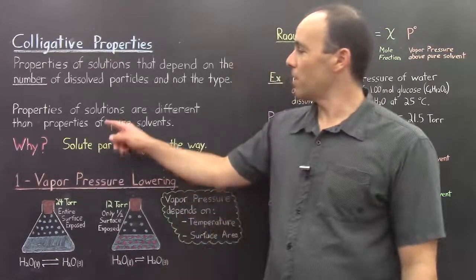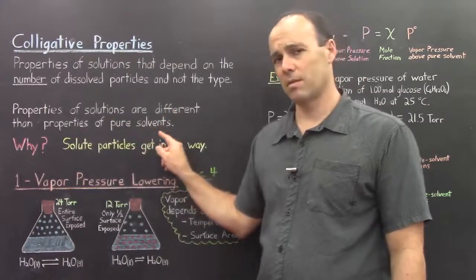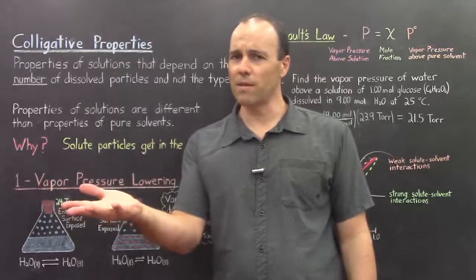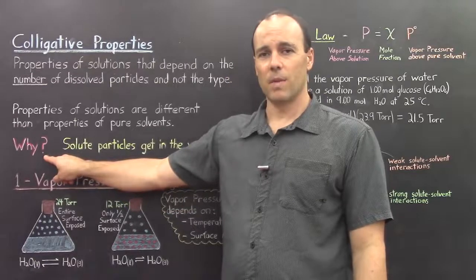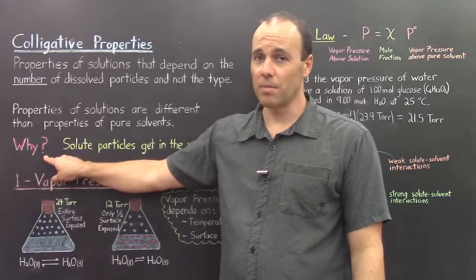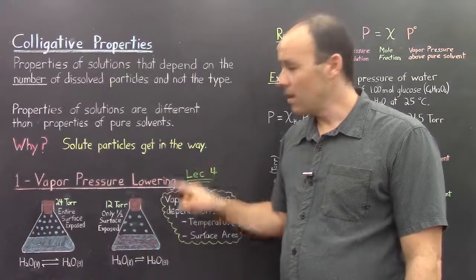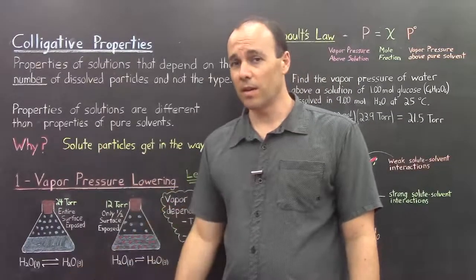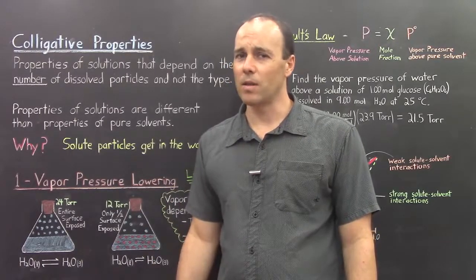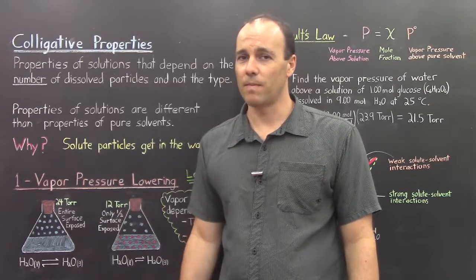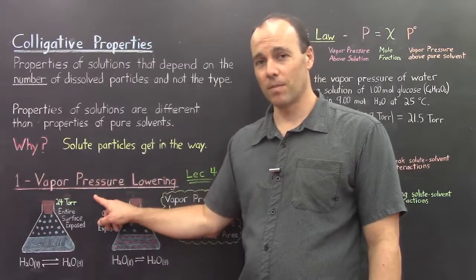So, the properties of solutions are different than properties of pure solvents. Now that's interesting. Solutions have these properties, but pure solvents do not. Why is that? Well, the reason is actually fairly simple. The solute particles just get in the way. Now, as we discuss these four colligative properties, try and see if you can predict how these solute particles get in the way.